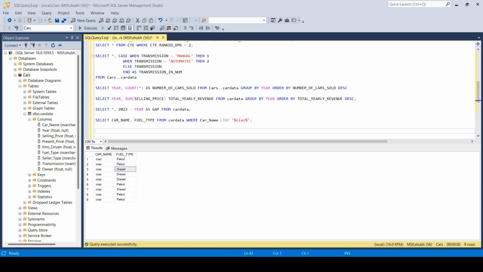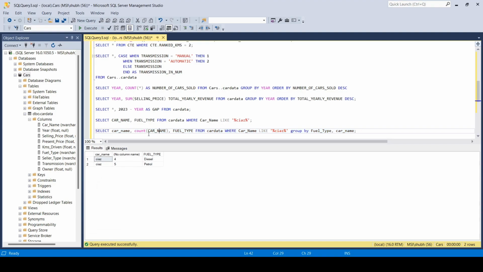And lastly, you can see, I only modified this. So we can see Ciaz has 4 cars which ran on diesel and 5 cars which ran on petrol.